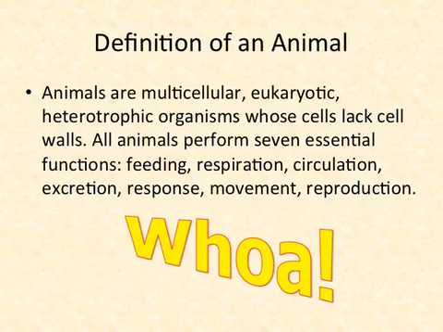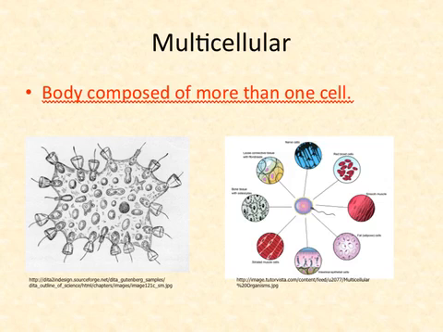So that definition may be a little overwhelming, and you may not be familiar with all of the terms in the definition. So let's go through this definition term by term and discuss what it means to be an animal. All animals are multicellular. That means their bodies are composed of more than one cell. Here on the right-hand side, we have a picture depicting several different types of cells in humans: blood cells, nerve cells, reproductive cells. And so humans, we are a conglomeration of billions of cells.